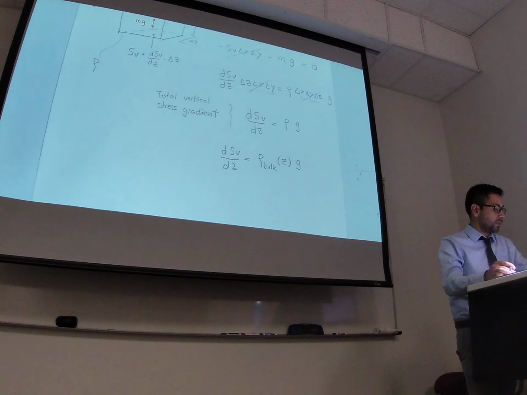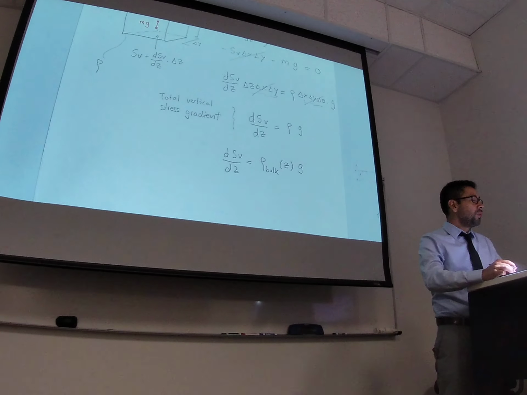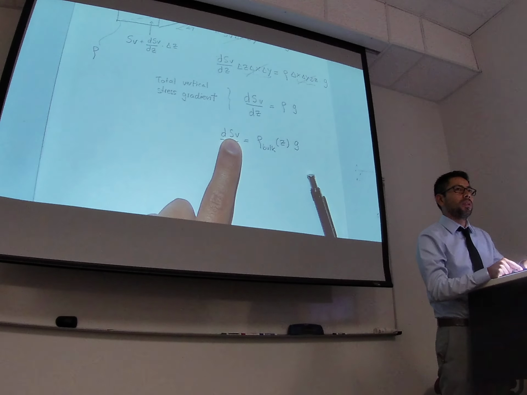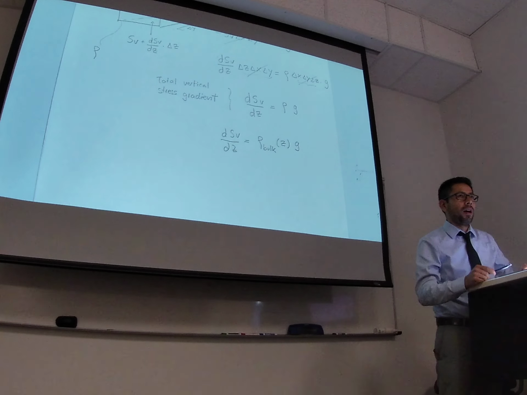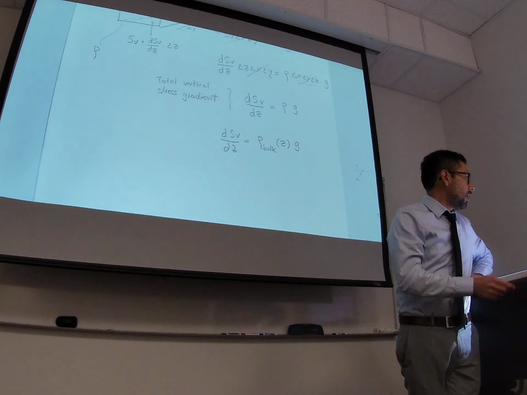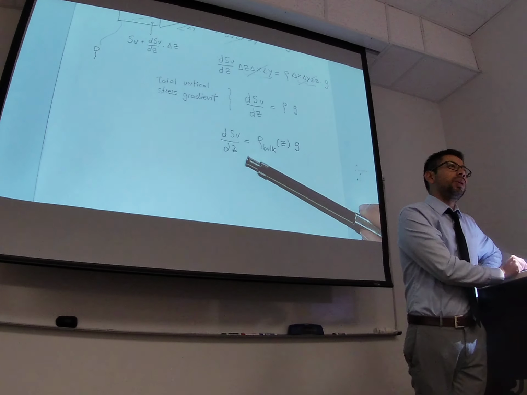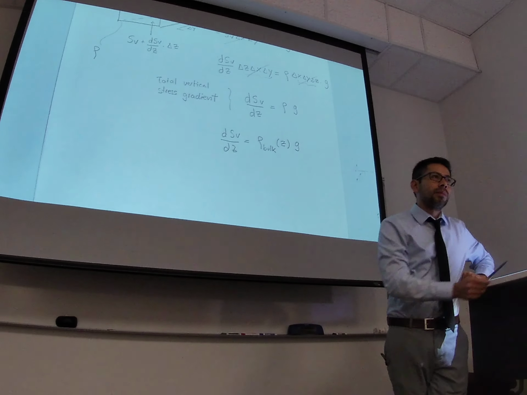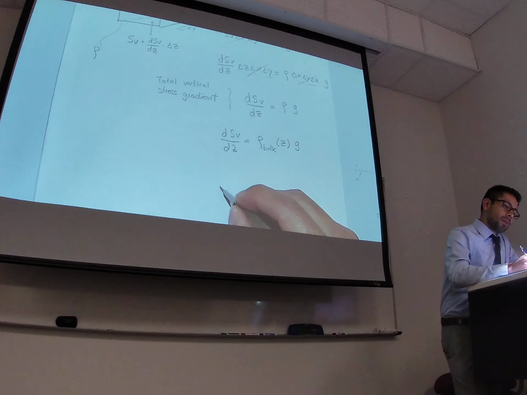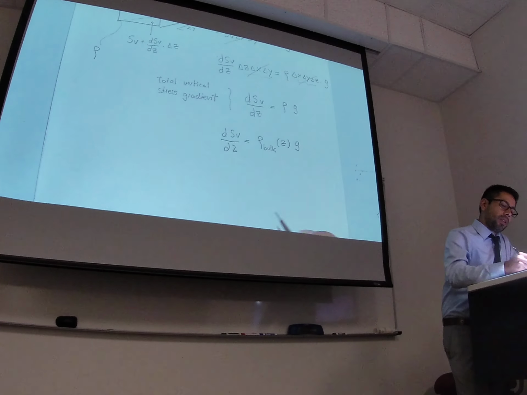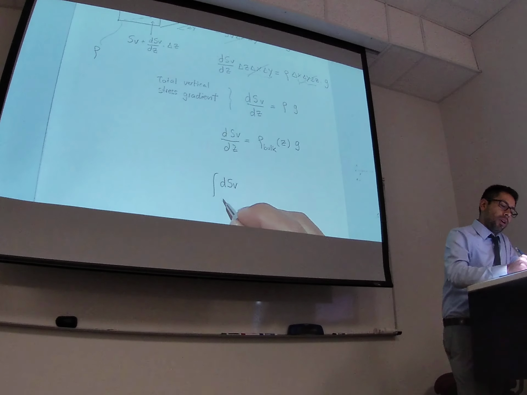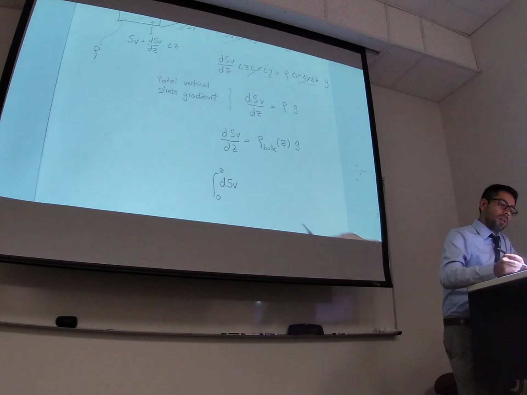We assume it constant. So what would you do now if you wanted to know SV at a given location? This is a very simple differential equation. If this is a derivative, what do we do in order to get rid of a derivative? You integrate, right? So we're going to integrate this. We're going to move this dz to the other side, and I'm going to do the integral of this part from 0 to z.